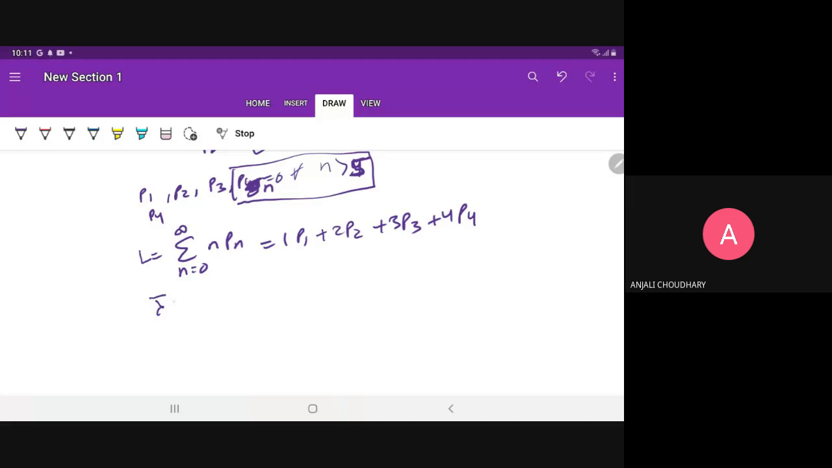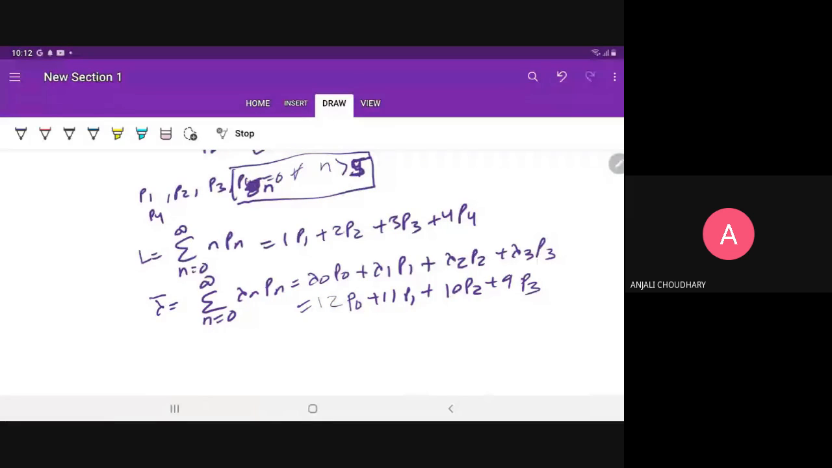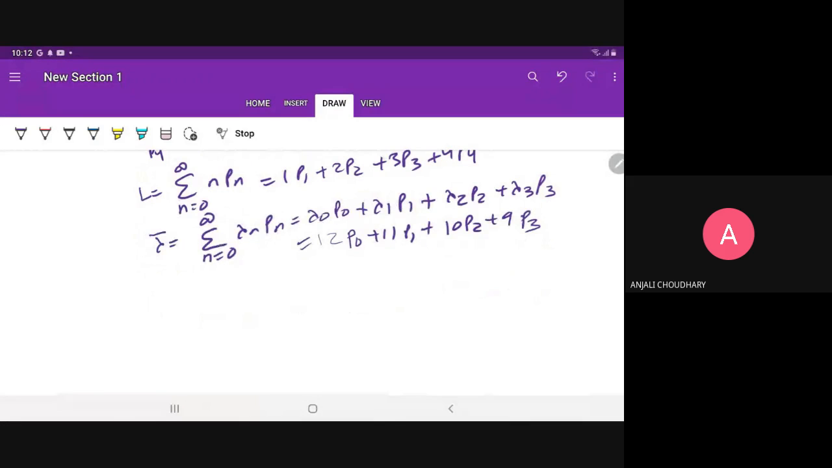Then we compute lambda bar. So lambda bar is what? Sum over n equal to 0 to infinity of lambda n into Pn. That is lambda 0 P0 plus lambda 1 P1 plus lambda 2 P2 plus lambda 3 P3, and the rest are 0. So it is 12 P naught plus 11 P1 plus 10 P2 plus 9 P3. Whatever the value you have, you can write.